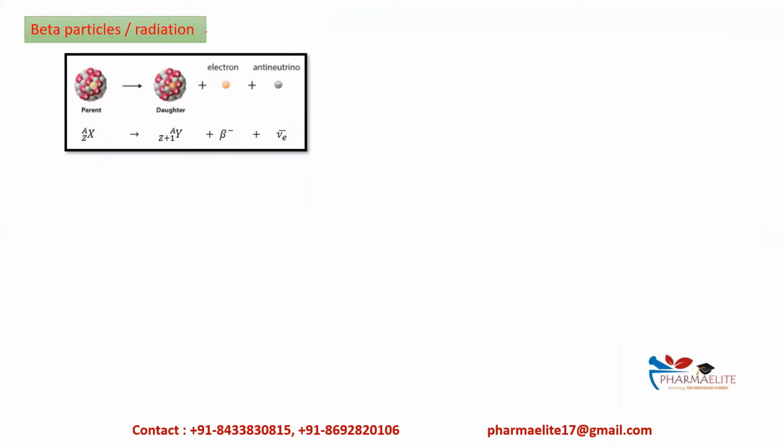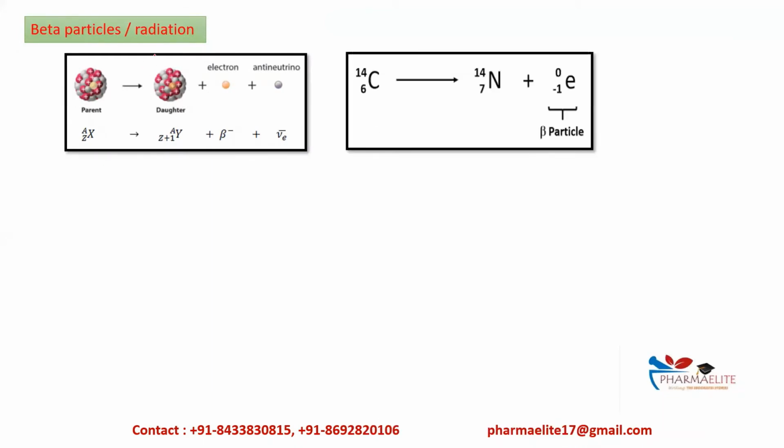Now we will see the beta particles or radiations. Whenever the radioactive decay mode is beta decay, that time we get beta particles. Here there can be two cases. We can get an electron and we can get a positron. In the first case, what happens whenever there is a high ratio of neutrons to protons. Neutron by proton का ratio अगर ज्यादा है, that means there is a greater number of neutrons present. So more neutrons will be converted into protons.